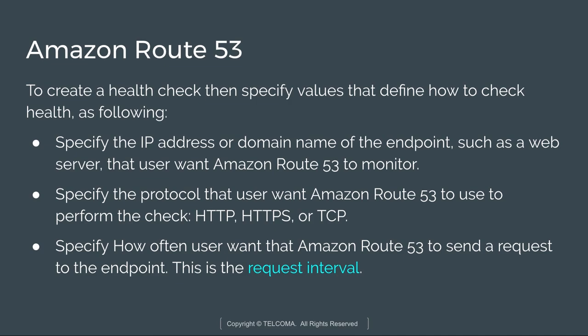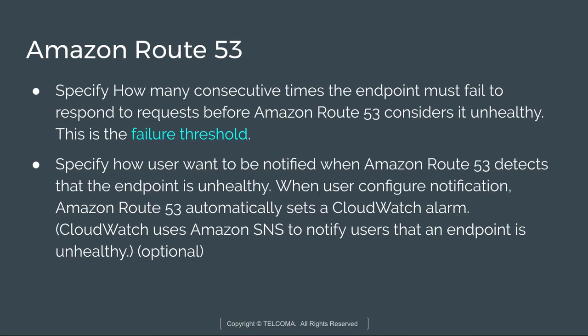To create a health check, we can specify values. First of all, we need to specify the IP address or domain name of the endpoint, such as any web server that Amazon Route 53 has to monitor. We need to specify the protocol to perform the check, like HTTP, HTTPS or TCP. We need to specify how often the user wants to send a request to the endpoint. This is known as the request interval. We can also monitor the status of other health checks or a CloudWatch alarm.